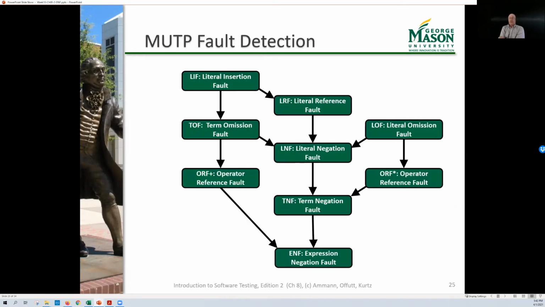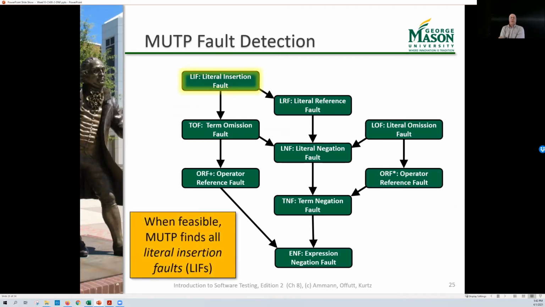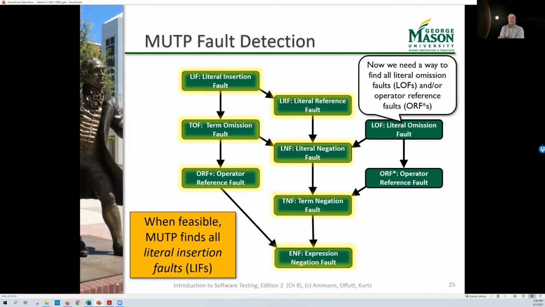So what does MUTP give us? If we go back to our chart of the things we'd like to satisfy, it turns out MUTP is very powerful because multiple unique true point coverage, when it's feasible, will find all possible literal insertion faults. And if it finds all possible literal insertion faults, then we know it will find all these other faults as well. So really what we'd like next is a way to find all literal omission faults. And if we find all the literal omission faults, we'll also find the operator reference faults and we'll be done.